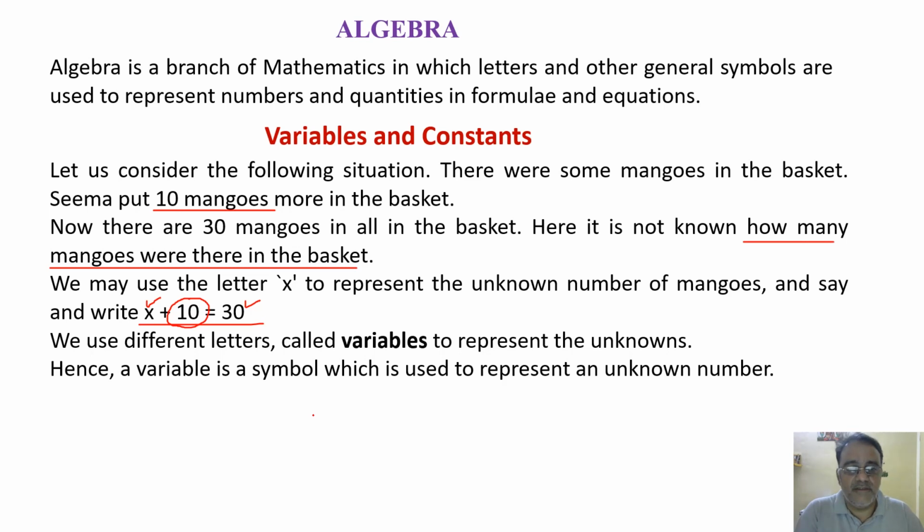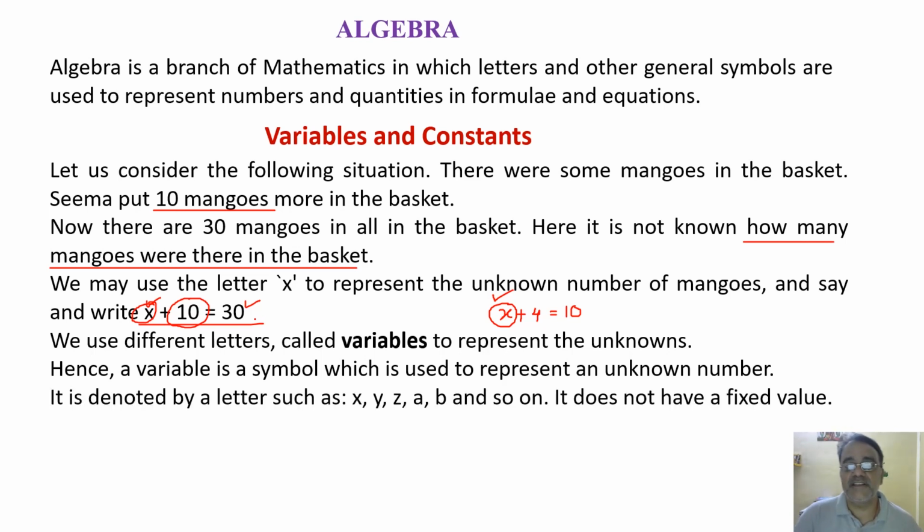In a different situation, if I use x in another place, then its value will be different. I am giving one example. Suppose we are getting x plus 4 in any other situation and we are using x. Suppose x plus 4 is equal to 10. So 4 plus how much makes 10? 6. So here the value of x is 6 and there the value of x is 20. So that is why the value of x is different in different situations. Okay, so it is varying, that is why we call it a variable. So it is denoted by a letter such as x, y, z, a, b, and so on. It does not have a fixed value.